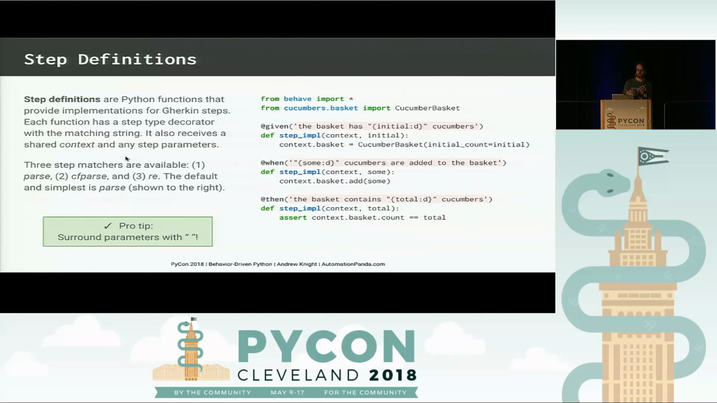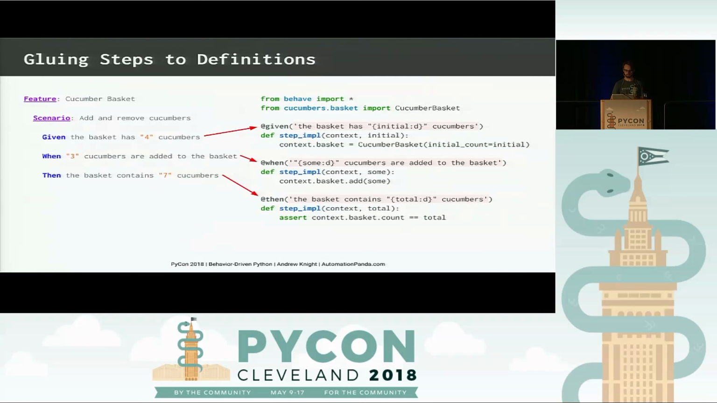There are a couple ways you can do step matching. The default is using the parse library. It's fairly standard, and that's what's shown here. It's typically the easiest for most purposes. You can also use CF parse and full-on regular expressions. There's some nifty things you can do to match. The key thing is you're matching text to code. And this is what it looks like when you glue them. So on the left, I've got my feature file. Given the basket has 4 cucumbers and 3 are added, then the basket contains 7. Each one of these steps will go to one of those Python functions at runtime.